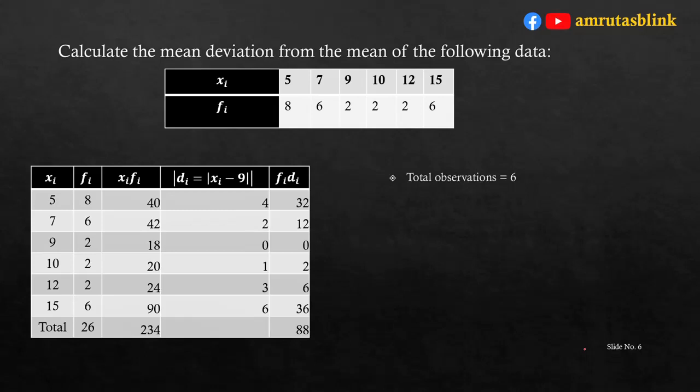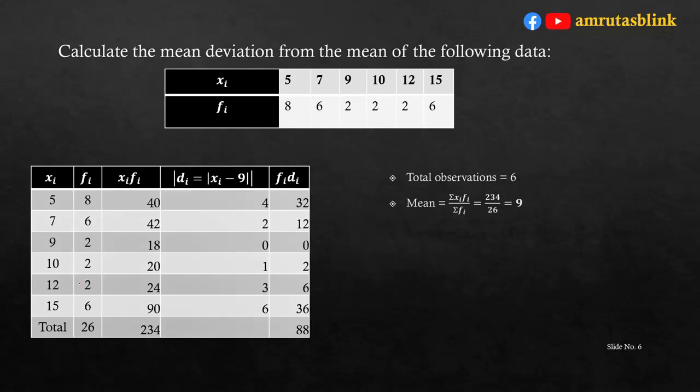Now, we need to calculate mean deviation about the mean. So, initially we have to calculate mean of the given data. Now, how to calculate mean of the given data? Mean is summation xi fi upon summation fi. Now, in the second column we have already written the frequencies.